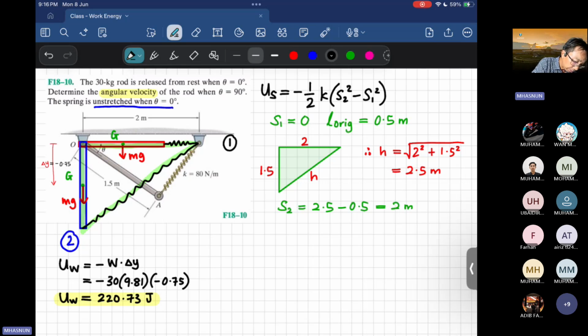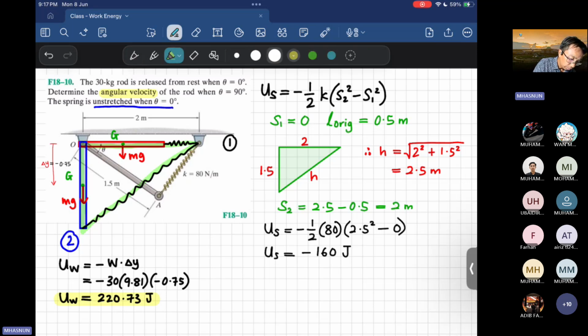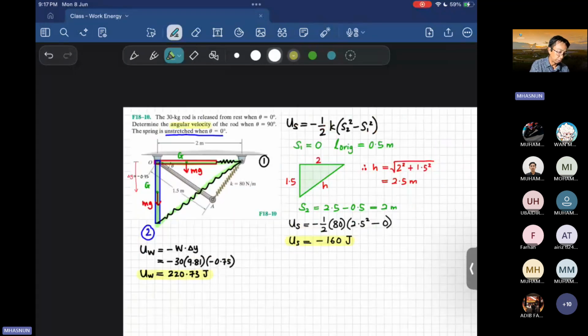Okay, so then we will substitute in the US equation. So we have minus 1 over 2 multiplied with 80, K is 80 Newton per meter, and then we have S2 square, which is 2 square, minus S1 square, which is 0. So US here, we will get the value equal to minus 160 joule. Okay, 160 joule. So this is our US, work done by the spring.